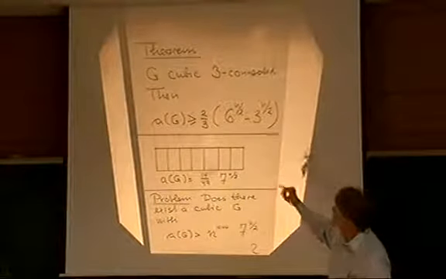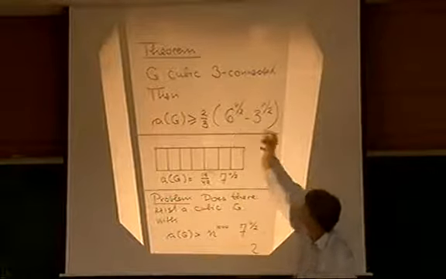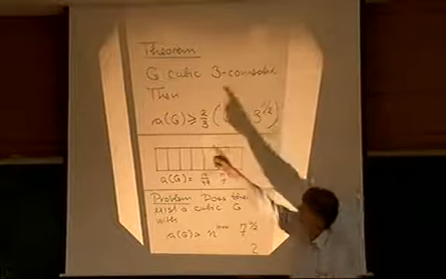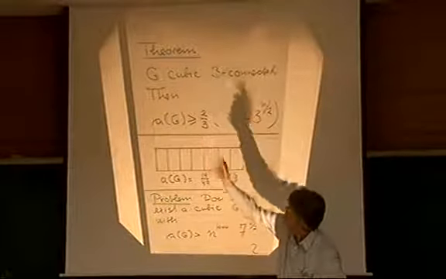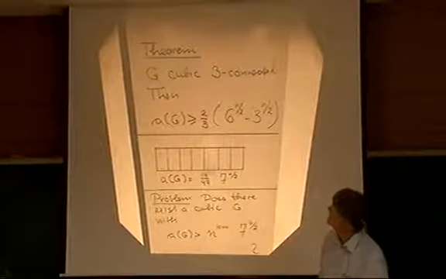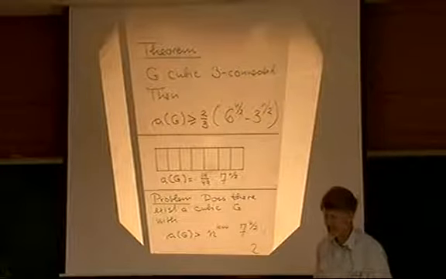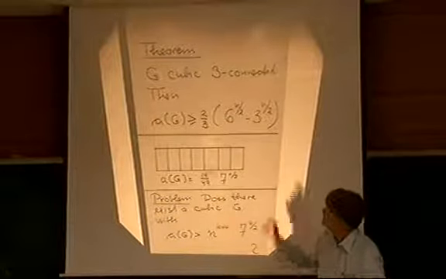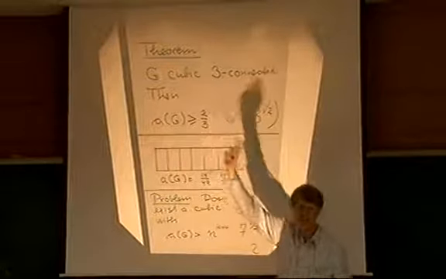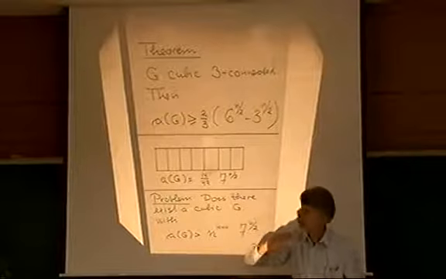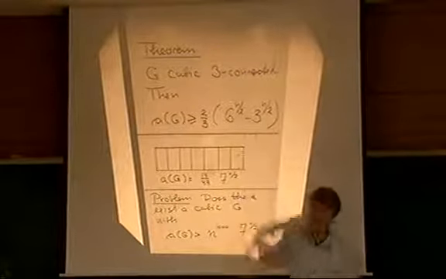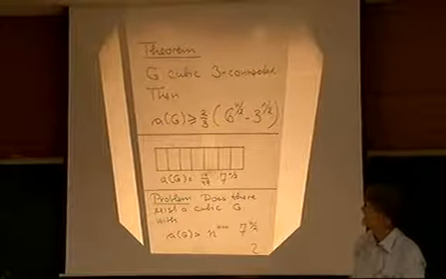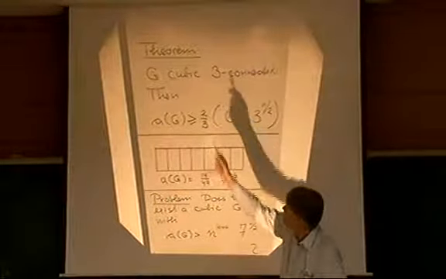A cubic 3-connected graph has at least this many acyclic orientations. In my proof, it's important that it's 3-connected, because if I only have 2-connected, then my proof doesn't work. But it turns out that if I could extend this from 3-connected to 2-connected, I will have a best possible result. Then this 6 to the power n over 2 will be best possible. So I'm not far from best possible here. Well, let's see how far I am with 3-connected.